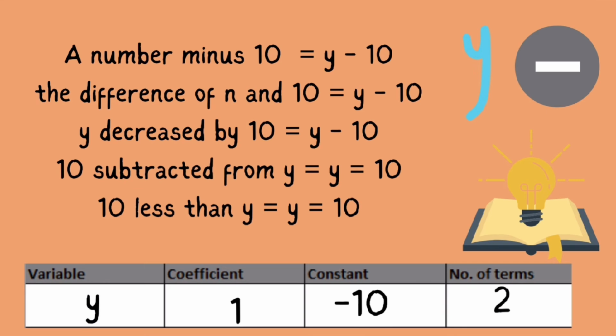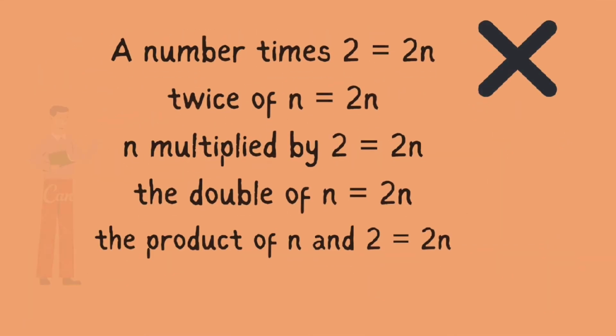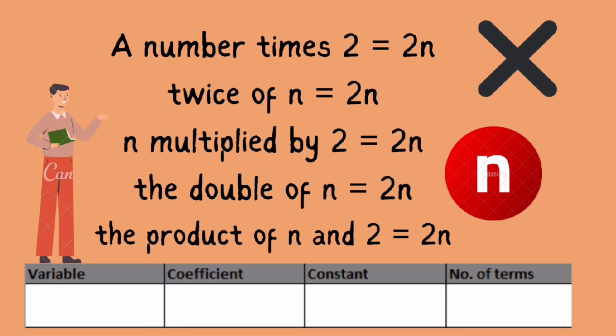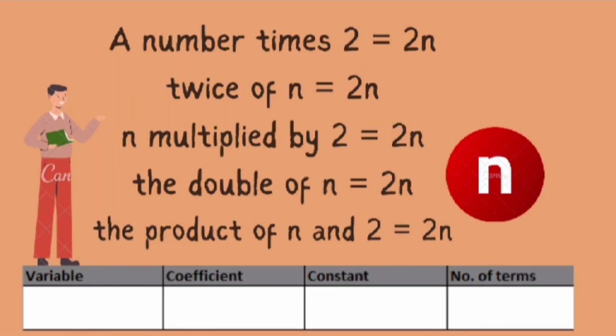Alright, let's go to our next example. This time we have a number times 2. Again, we have here the missing value which is a number. So now let's represent it by a letter. Let us say letter n. In an algebraic expression, we do not use the multiplication sign as it confuses us with the variable x. Instead of using the multiplication sign, we just simply combine the number and the variable. So that would be 2n.